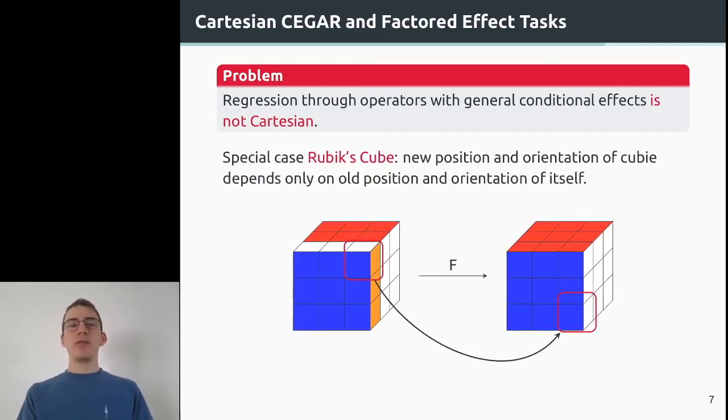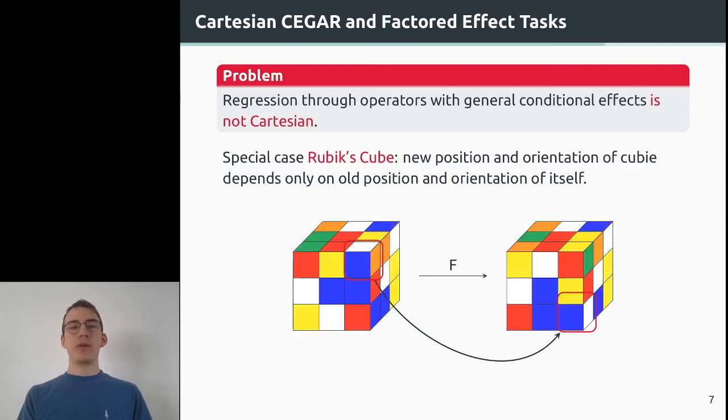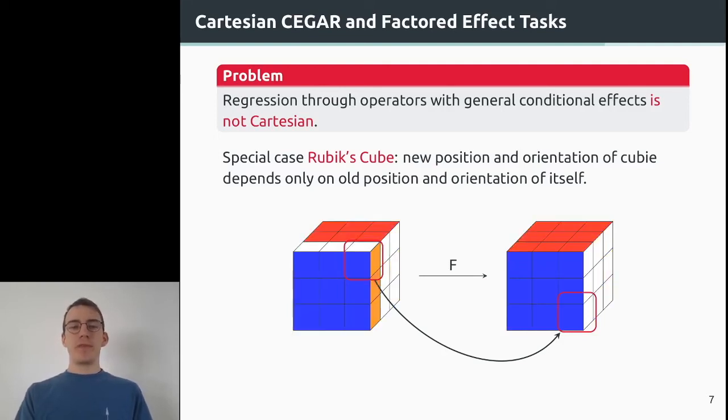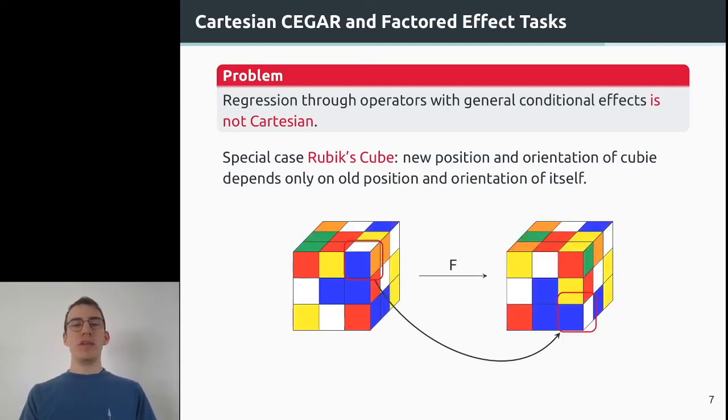However, Rubik's cube denotes a special case here. And this special case is that each effect, like the new position and orientation of a cubie, only depends on its old orientation and position. So it doesn't really matter what all the other cubies look like. For this single cubie, this is all we need to know to see what the effect of a certain operator is, or to see where a certain operator could have started to end up with this value.